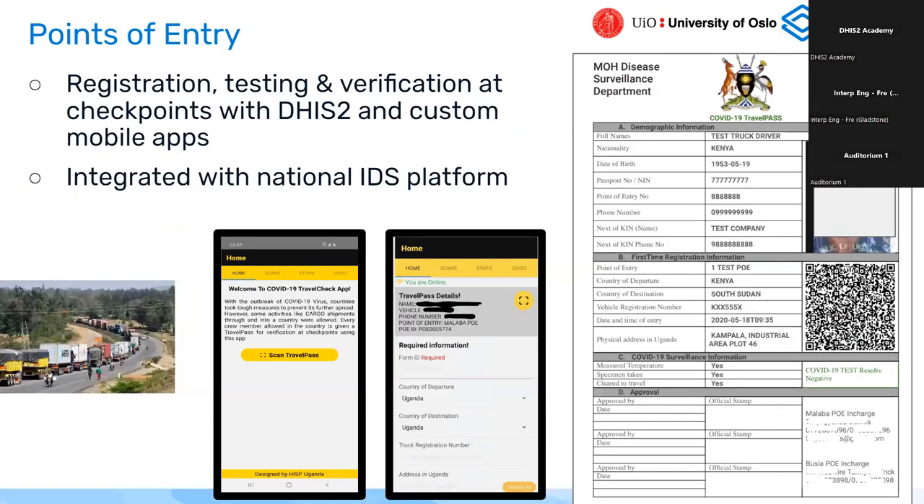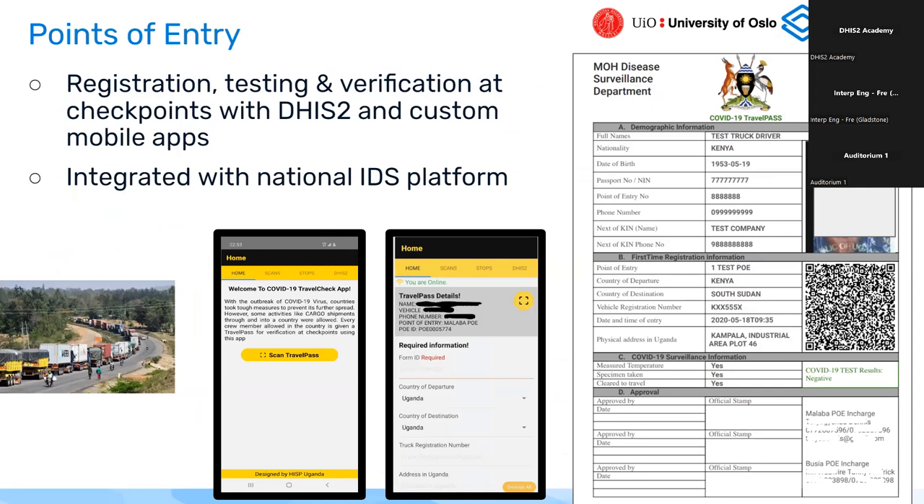Points of entry. This was actually HIS Sri Lanka, and Sri Lanka before anyone else really did something in DHIS2 for COVID-19. They actually established this at their airports to start monitoring travelers. And this really started to pick up. So DHIS2 is an extensible system. You can build apps on top of it. We do have support for offline capability.